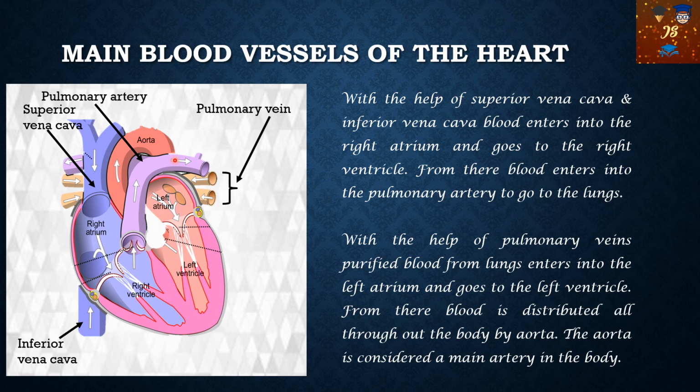Now the oxygenated blood enters the left atrium with the help of the pulmonary veins. You can see there are two pulmonary veins. Blood enters the left atrium. From there it goes to the left ventricle, and from the left ventricle, with the help of the aorta, it is distributed all throughout the body. So the main blood vessels of the heart are the superior vena cava, inferior vena cava, pulmonary vein and pulmonary artery.